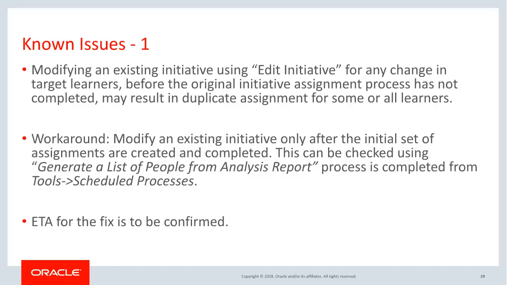The workaround to this problem is that you should modify an existing initiative only after the initial set of assignments are created and completed. You can check this by going to Tools, Scheduled Processes, and seeing that the Generate a list of people from analysis report process is completed. Only when it is in the completed status should you edit the initiative. The fix for this is being worked upon and the ETA for the fix is to be confirmed.